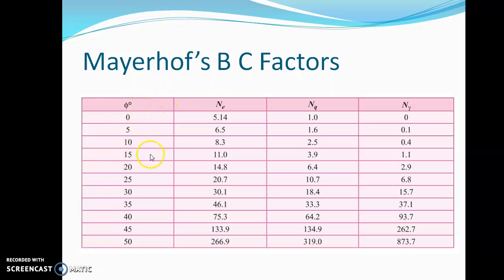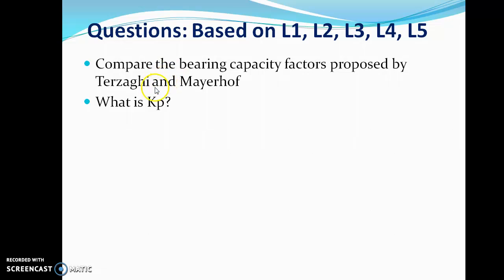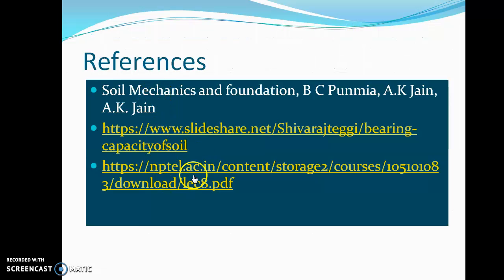In case the value of phi given to you in your problem is somewhere in between, then you need to interpolate. Now coming to the end, I want you all to answer these two questions: compare the bearing capacity factors proposed by Terzaghi and Meyerhof, and what is K_p. These are the references. The main presentation more or less I have taken from a presentation available on SlideShare, and a lot of content I have taken from NPTEL and B.C. Punmia.